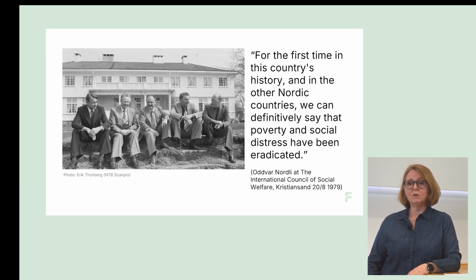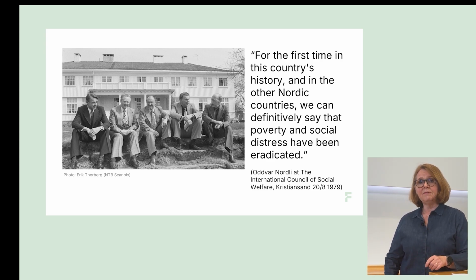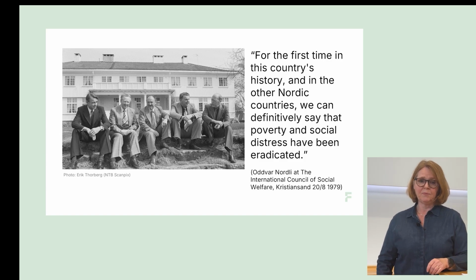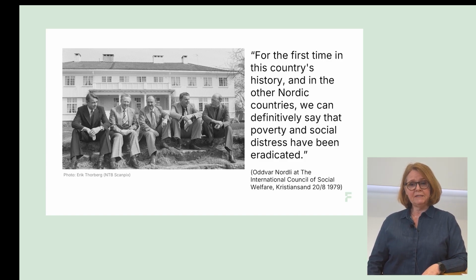Why so? What happened? Well, first and foremost, the Nordic politicians did not think of poverty the way we do today. What they had in mind was poverty expressed through deep social distress, as it was in the 1930s. At that time, poverty was characterized by people living in slum-like conditions and lacking essential necessities. The politicians did not consider poverty a relative phenomenon as we do now. And Nordli's speech is also an expression of optimism on behalf of the success of the Nordic model.